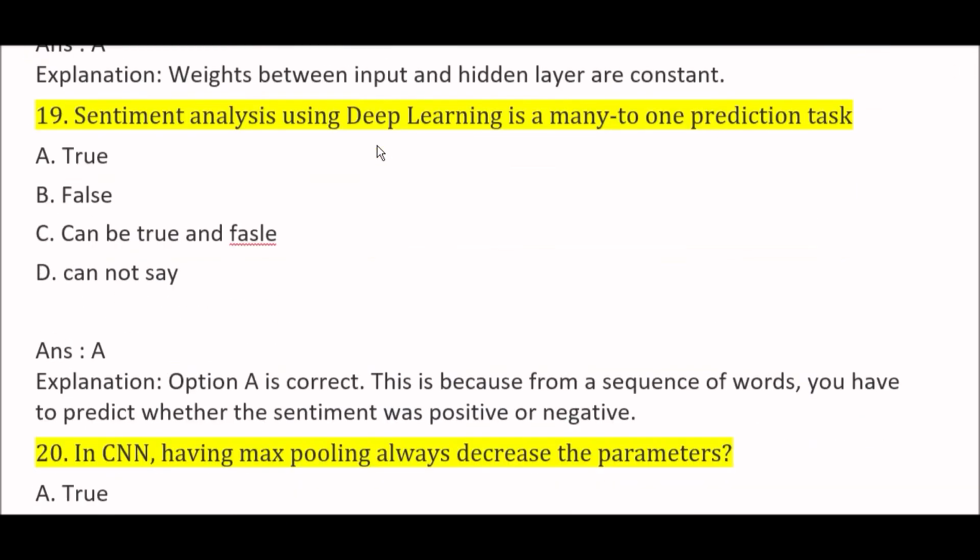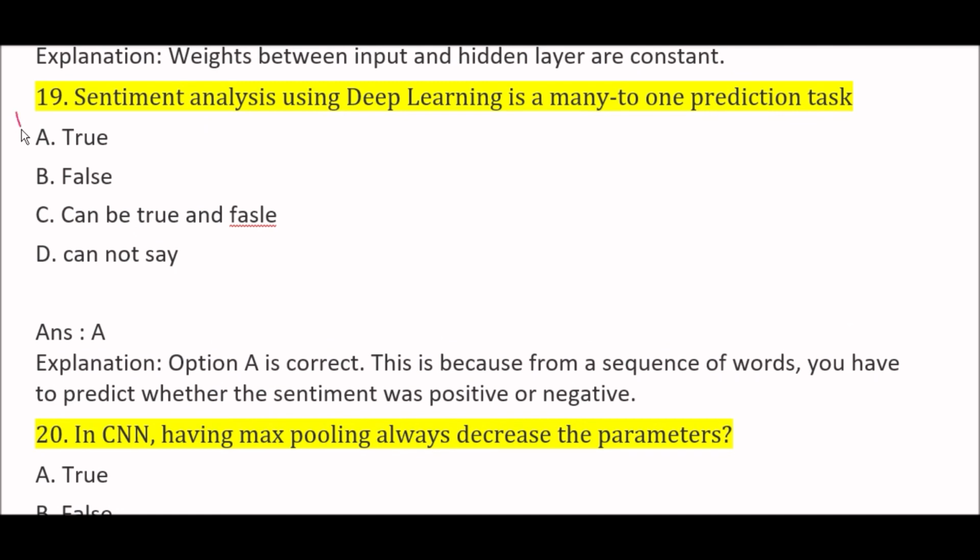Okay, next question. Sentiment analysis using deep learning is a many to one prediction task. Option A, true. Option B, false. Option C, can't be true and false. Option D, can't say. The right answer here is option A, true. This is because from a sequence of words you have to predict whether the sentiment was positive or negative. It may be positive, it may be negative.